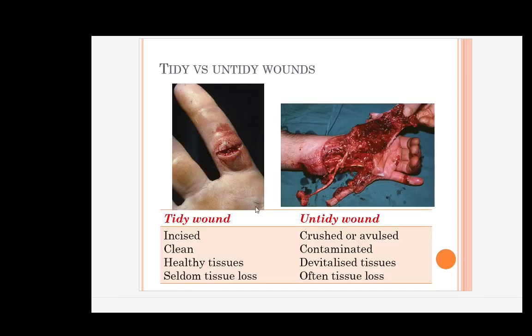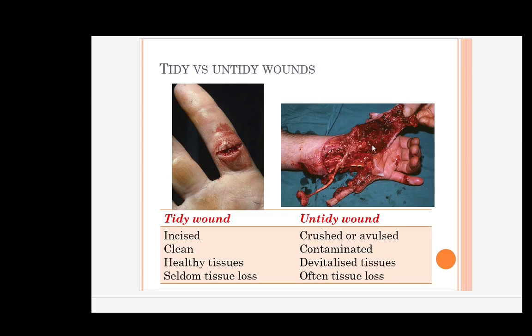This is just to tell you about tidy and untidy wounds. Tidy wounds, a classical example is an incised wound, whereas for an untidy wound, a classic example would be an avulsion injury or a crush injury. Now here what you see is basically an avulsion injury or a degloving type of injury. Here there's a lot of tissue loss, and in the place where the trauma has happened, obviously there's going to be a lot of contamination.